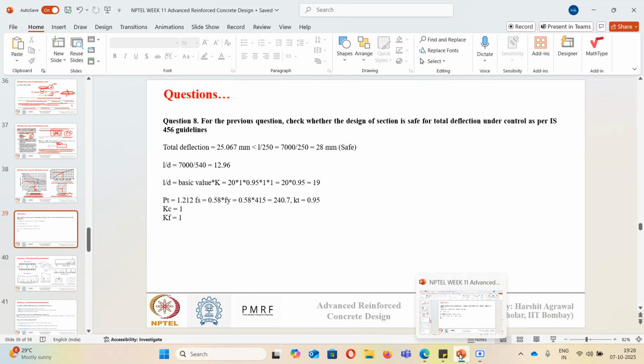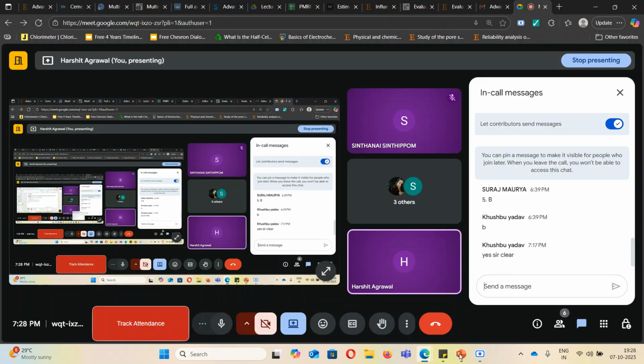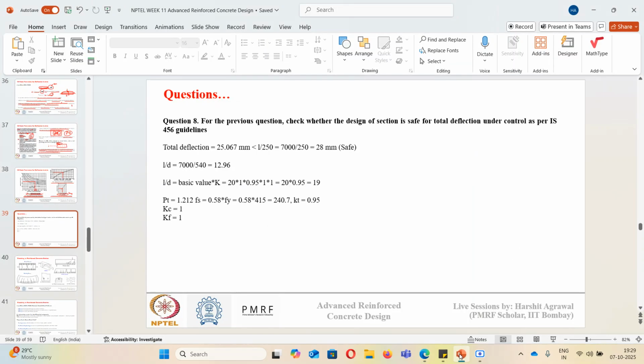Everyone clear with this approach? Everyone clear with the use of IS 456 for calculating the deflection? Any doubt in this part?